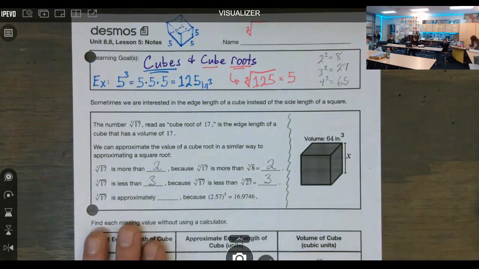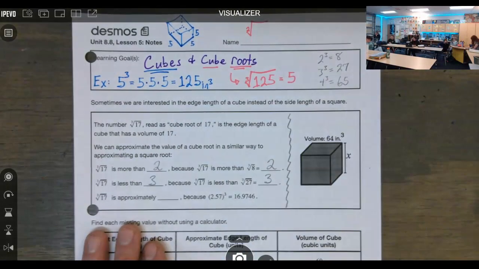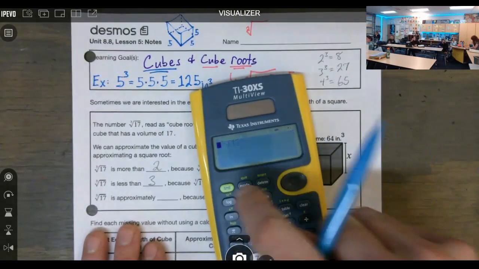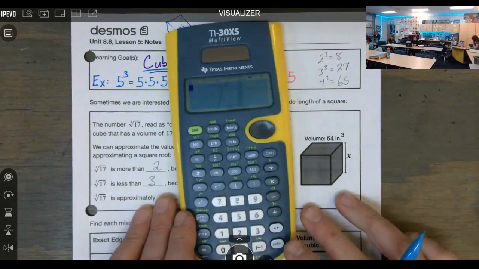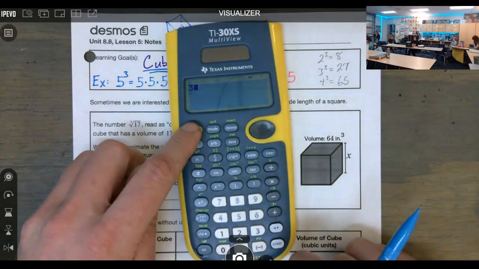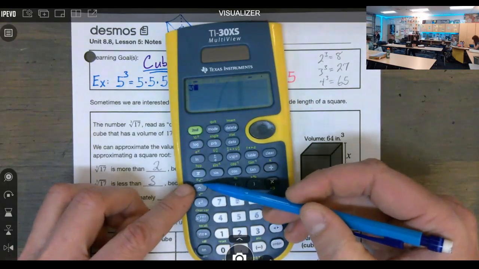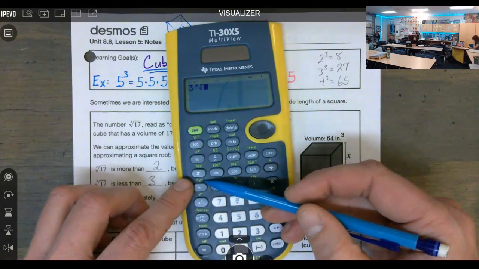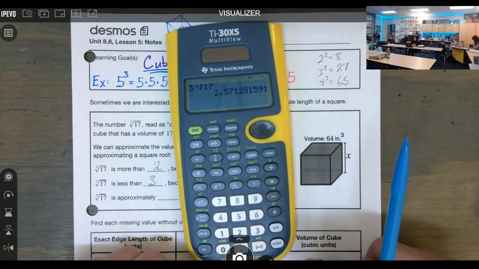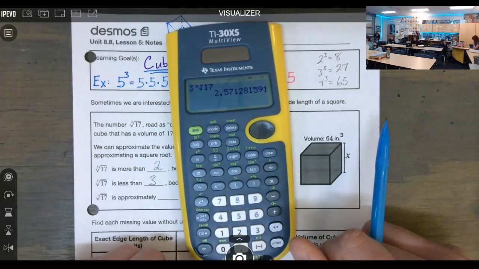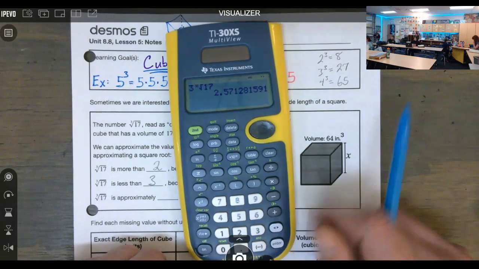And then when you type it into your calculator, hey guys, check if you're doing this right. Hit a 3. And you can always hit clear if you actually hit the wrong thing. Hit a 3. Second, hit the any root, the caret for any root. 17. What's it come out to be? Should come out to be 2.57, yada, yada, yada.